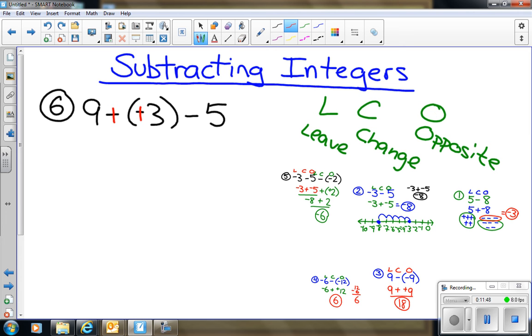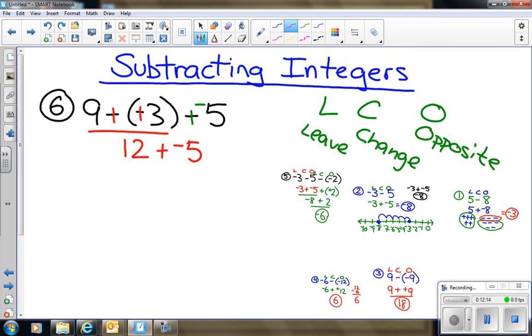Over here, I see another negative sign. I'm going to change it to addition and change the sign of the second number, which is a positive 5. I'm going to make it into a negative 5. And then I can go ahead and begin solving. So again, I'm going to go left to right just because the two positives just happen to be side by side. Positive 9 plus positive 3 gets us a total of positive 12. I'll bring down my negative 5.